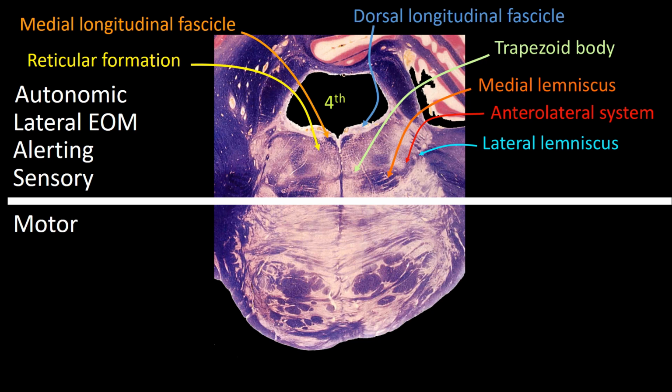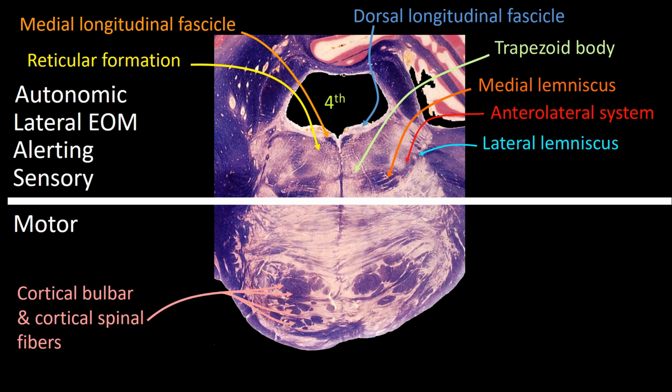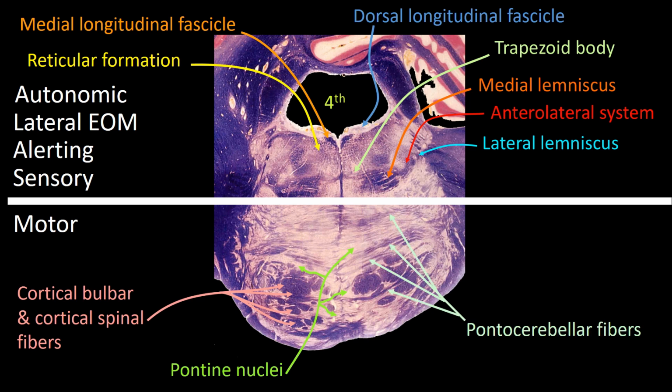In front of the line, we have the motor fibers. Here we find the corticobulbar and corticospinal fibers, the pontine nucleus, and the pontocerebellar fibers. It is a lesion involving these anterior structures that explains the finding in patients with locked-in syndrome.